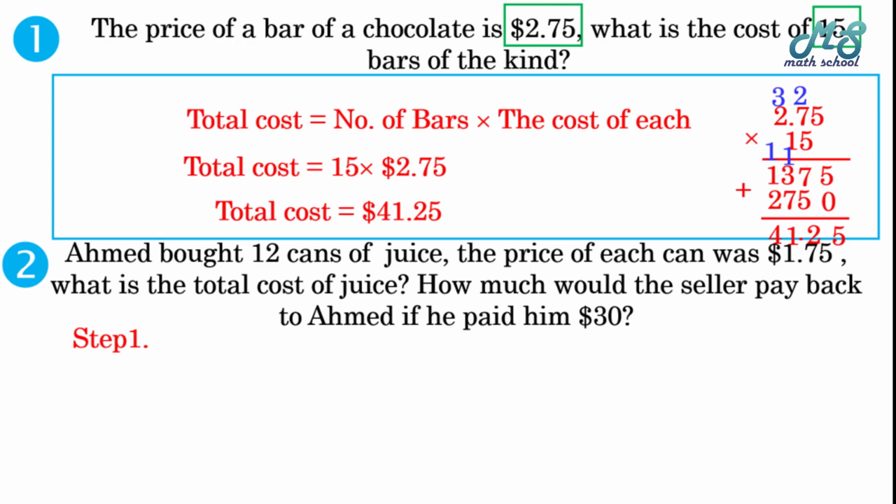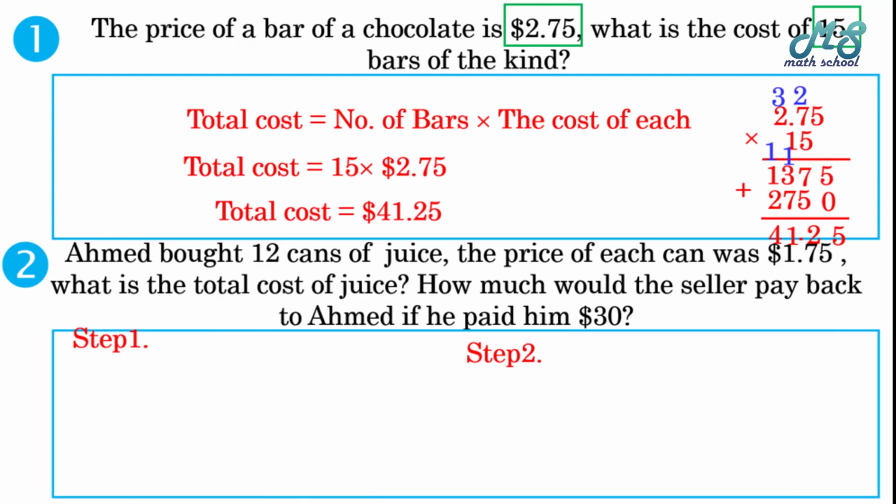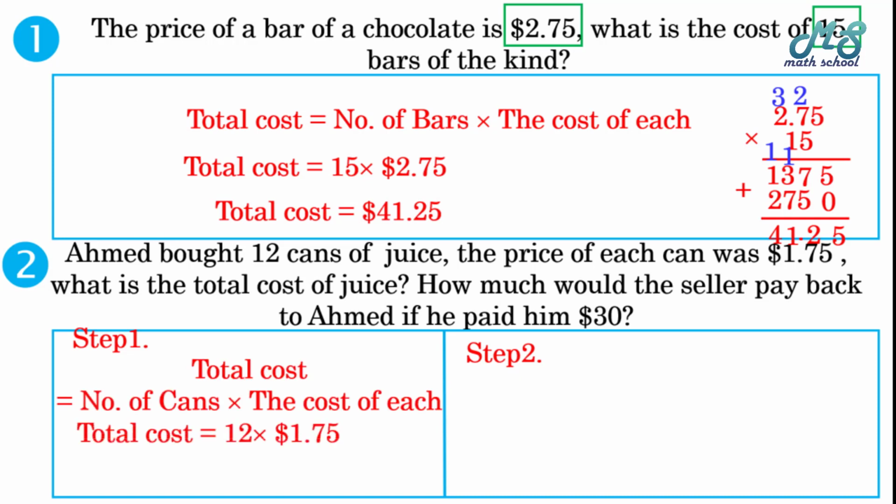Next guys, he said Ahmed bought 12 cans of juice. The price of each can was $1.75. What's the total cost of juice? How much would the seller pay back to Ahmed if he paid him $30? Step 1 guys, first find the total cost of the cans. Now the total cost, as we studied before in example 1, number of cans times the cost of each one. How many cans we have? We have 12 cans. The cost of each one equals $1.75.